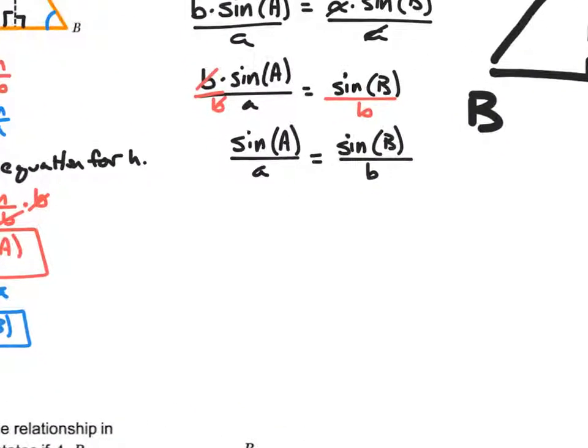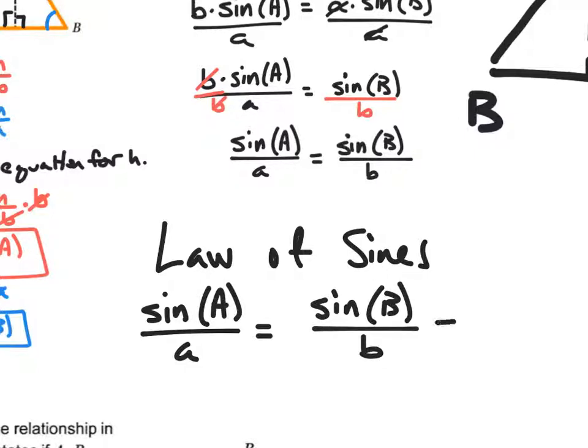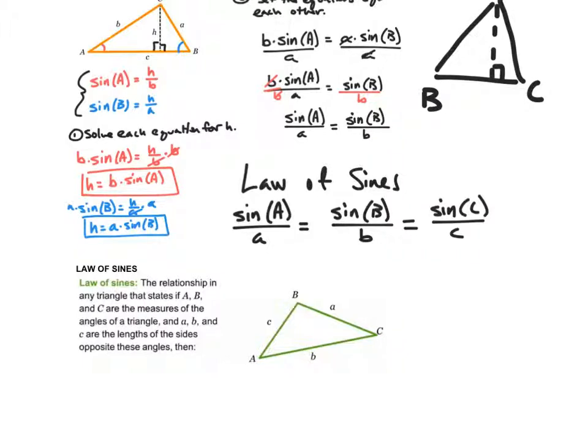So the law of sines is this, okay, that sine of angle A divided by the side length A is equal to sine of B divided by the side length B, which is also equal to sine of angle C divided by the side length C. And what we're going to do is use this for any triangle. It allows us to find the missing lengths and angle measures of our triangle. Okay, so let's go to the next page.